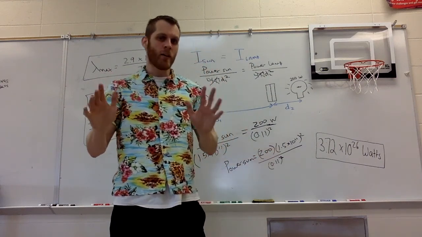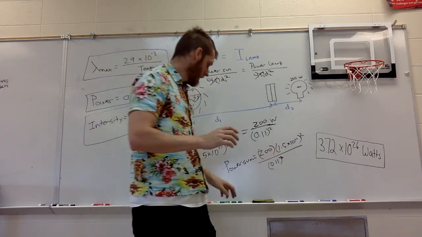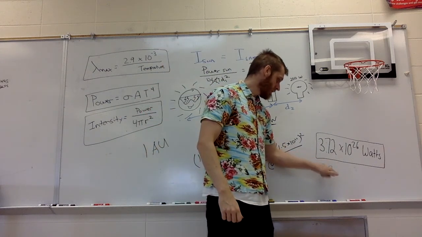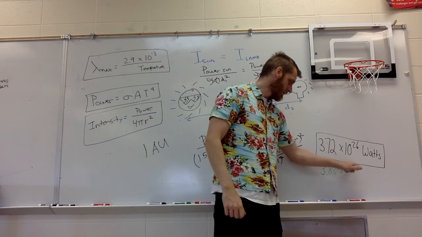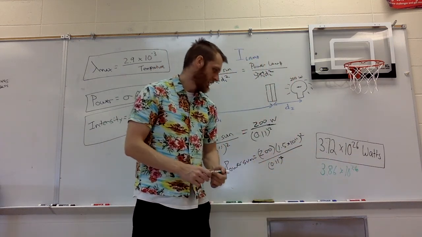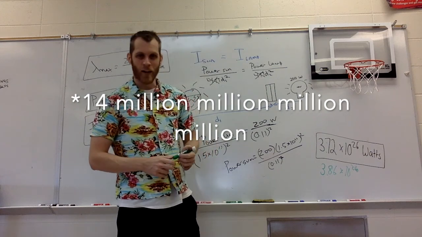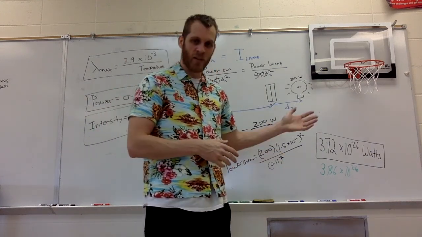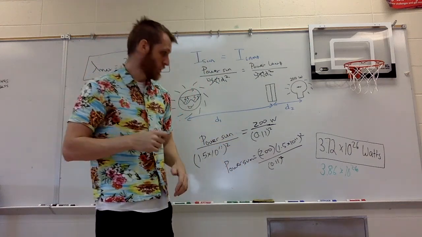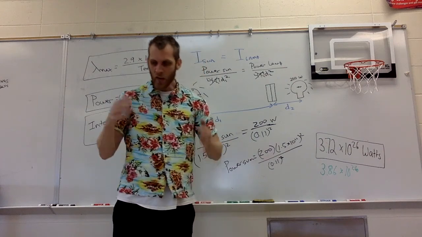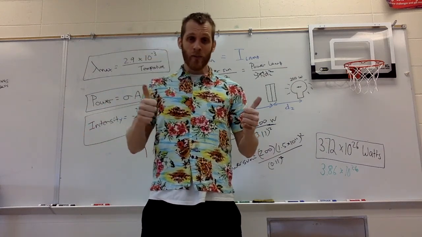Now, the accepted value for the power of the sun is actually not that far off from that. It's 3.86 times 10 to the 26 watts. Now, when I say not that far off, that's like 14 million watts off that we were. But as far as percentage-wise, it's pretty close. We're pretty close, maybe like 5% off or less than that. So we found the power of the sun.